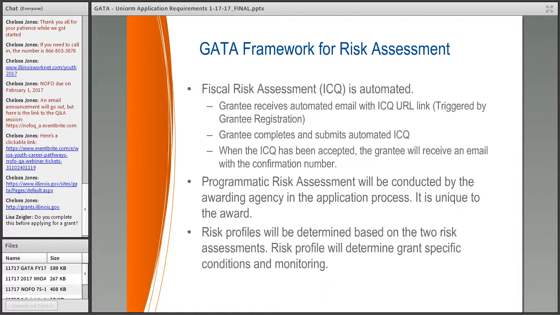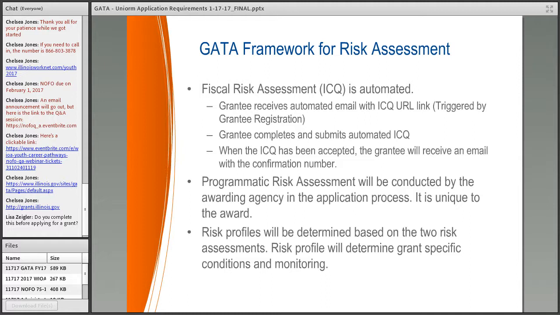Once the pre-qualification is completed, the next step in the process is the fiscal risk assessment. Actually, that's automated. The fiscal risk assessment is automated. The grantee will automatically receive an email with a link to the risk assessment, which is triggered by grantee registration. So once you submit that grantee registration form, shortly thereafter, you should receive an email with a link to the ICQ or fiscal risk assessment.